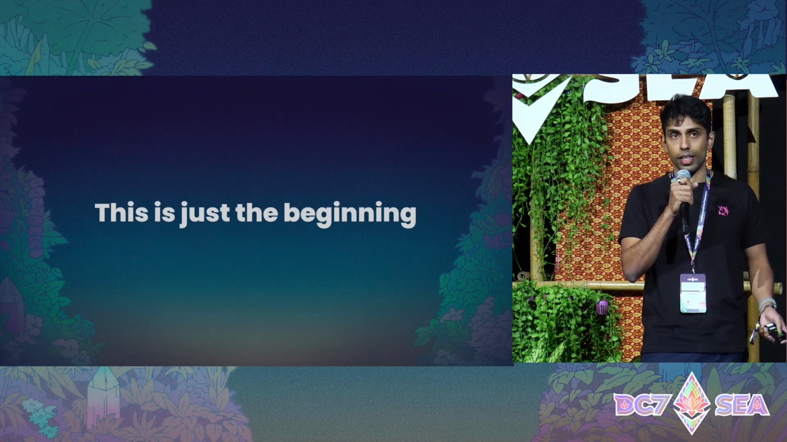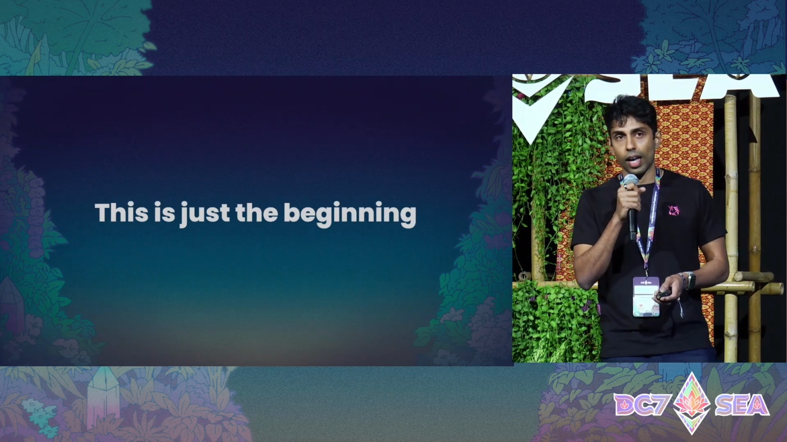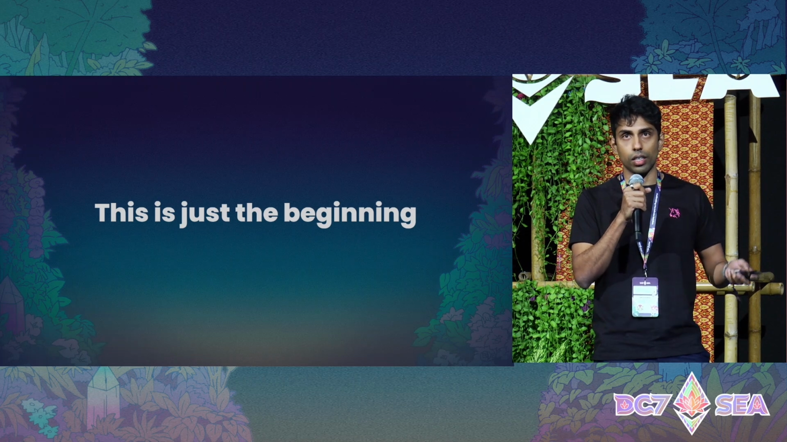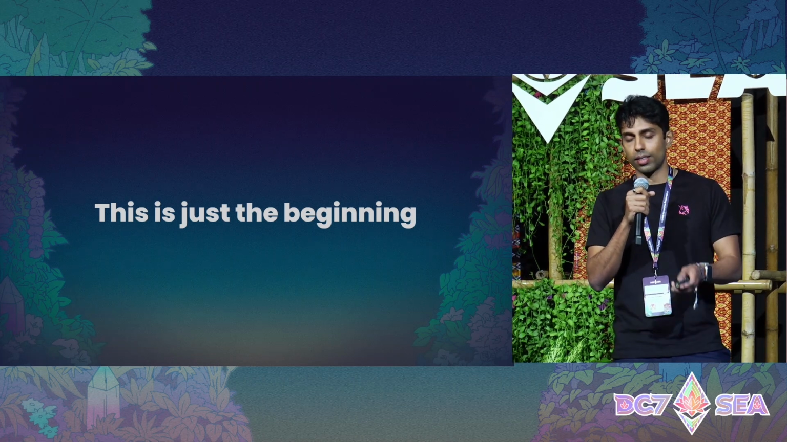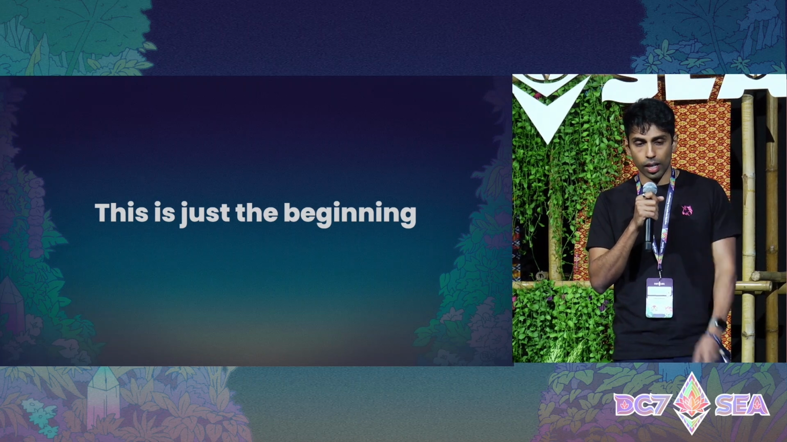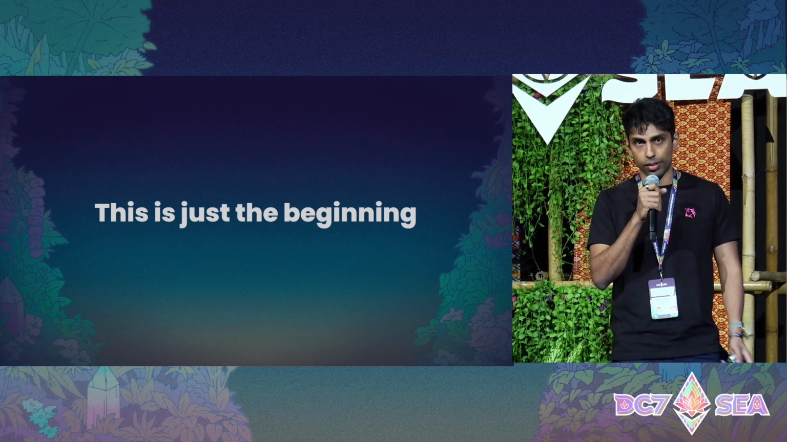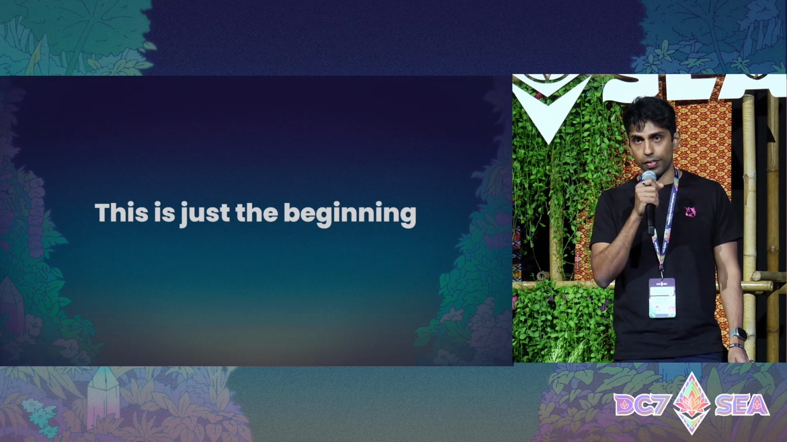So this is just the beginning. We're testing this out on Arbitrum, but this can work on any blockchain-based Dutch auction. And we think this is a step towards testing out nonlinear auctions in the future. Thank you.